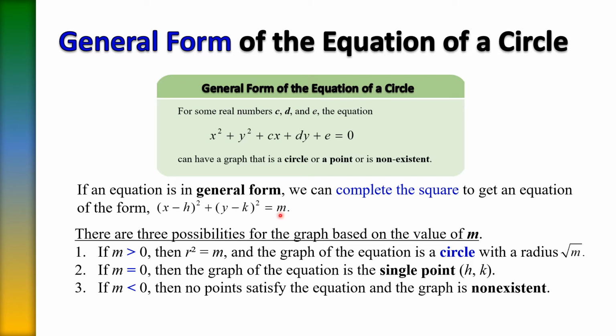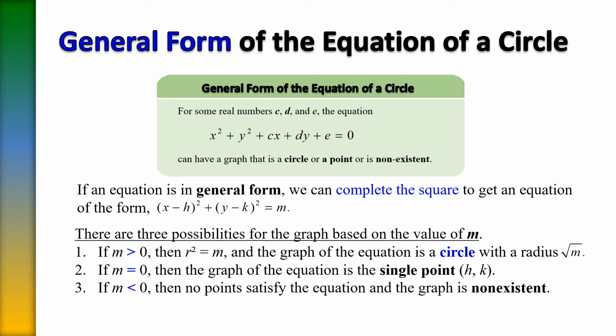Now, if this value equals 0, then you don't have an equation of a circle. What you have is just a single point, in other words, just an ordered pair. So if you find that the value on the right side, when it's in the equation of a circle form, is 0, then all you have is an ordered pair point. And if that number is less than 0, meaning it's a negative, then it's not a circle, it's not an ordered pair, it is simply a graph that is non-existent.